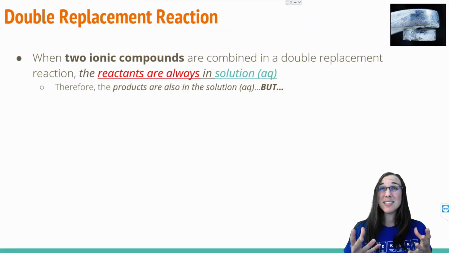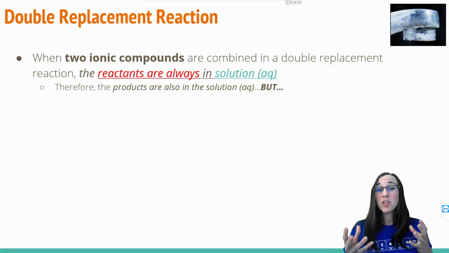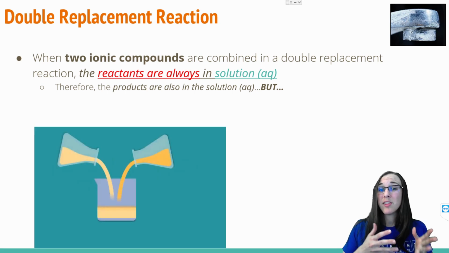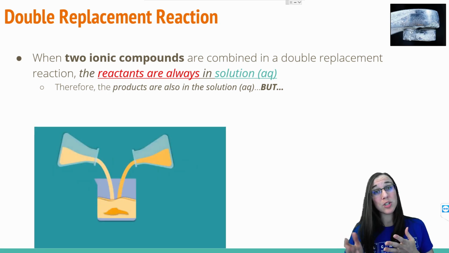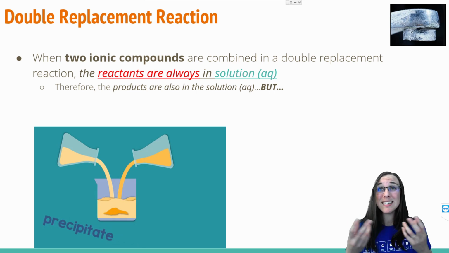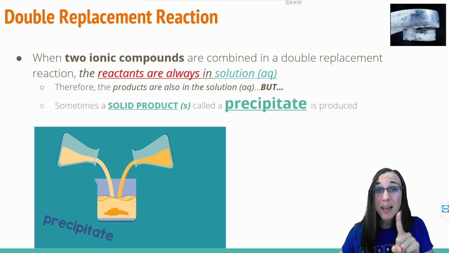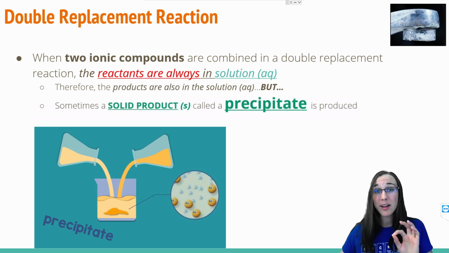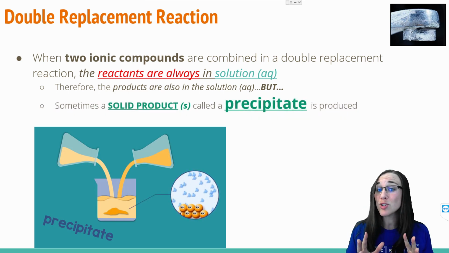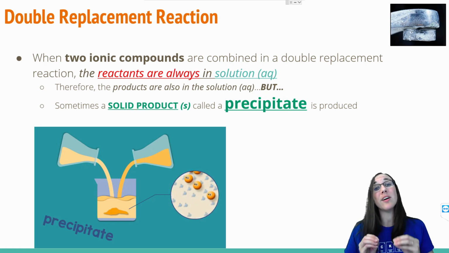So going back to this double replacement reaction, if the reactants are always in solution, then the products are typically in solution as well, i.e. dissolved, mixed together, solute and solvent, and floating around in a solution. But sometimes a solid product will literally drop out of the solution, and that solid product is called a precipitate.